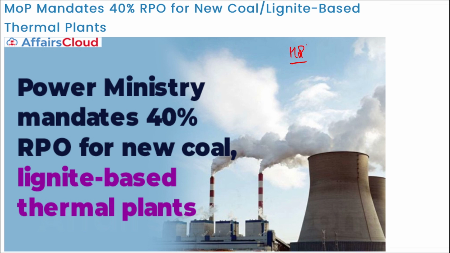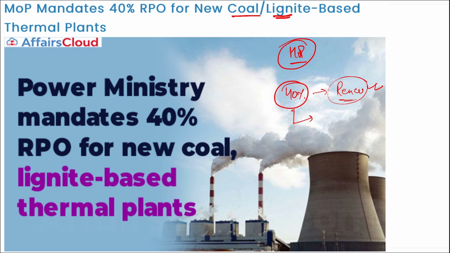Next, the Ministry of Power has mandated that all the thermal power plants using coal and lignite should use 40% renewable energy. That means they should run at least 40% on renewable sources of energy, or if they are not shifting to renewable sources, then this 40% of energy should come from green energy resources. That can be hydrogen fuel or any other fuel, but it should be a green fuel. All right.